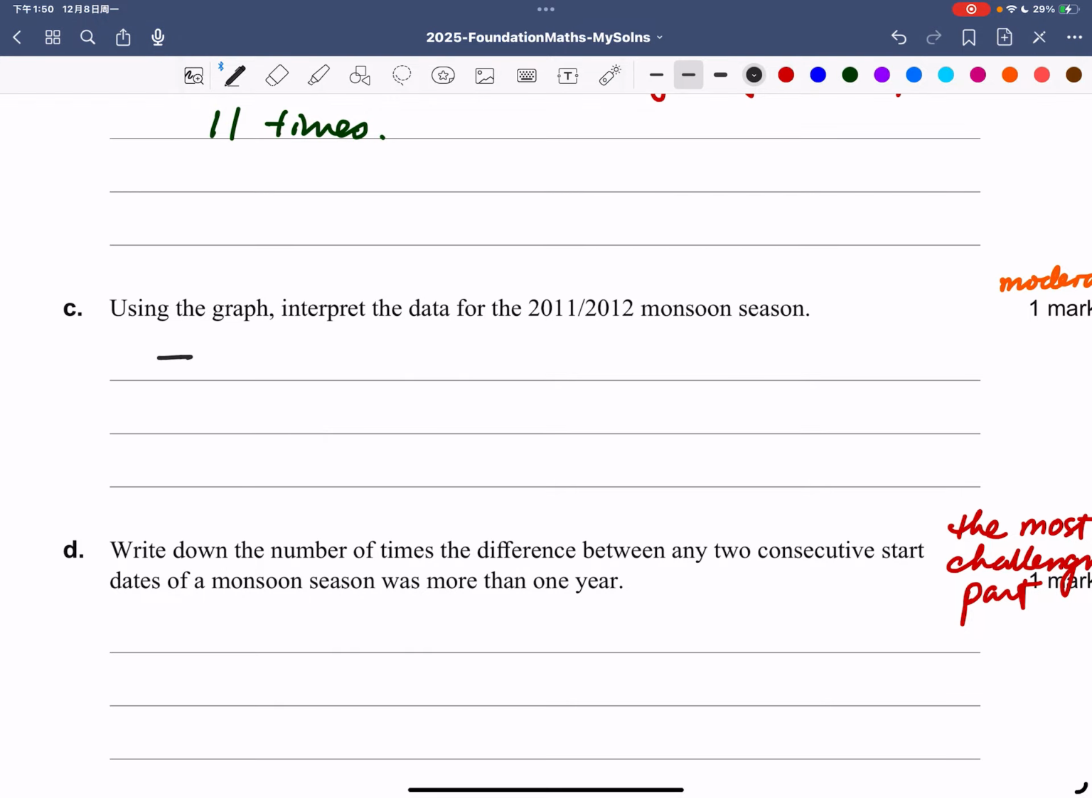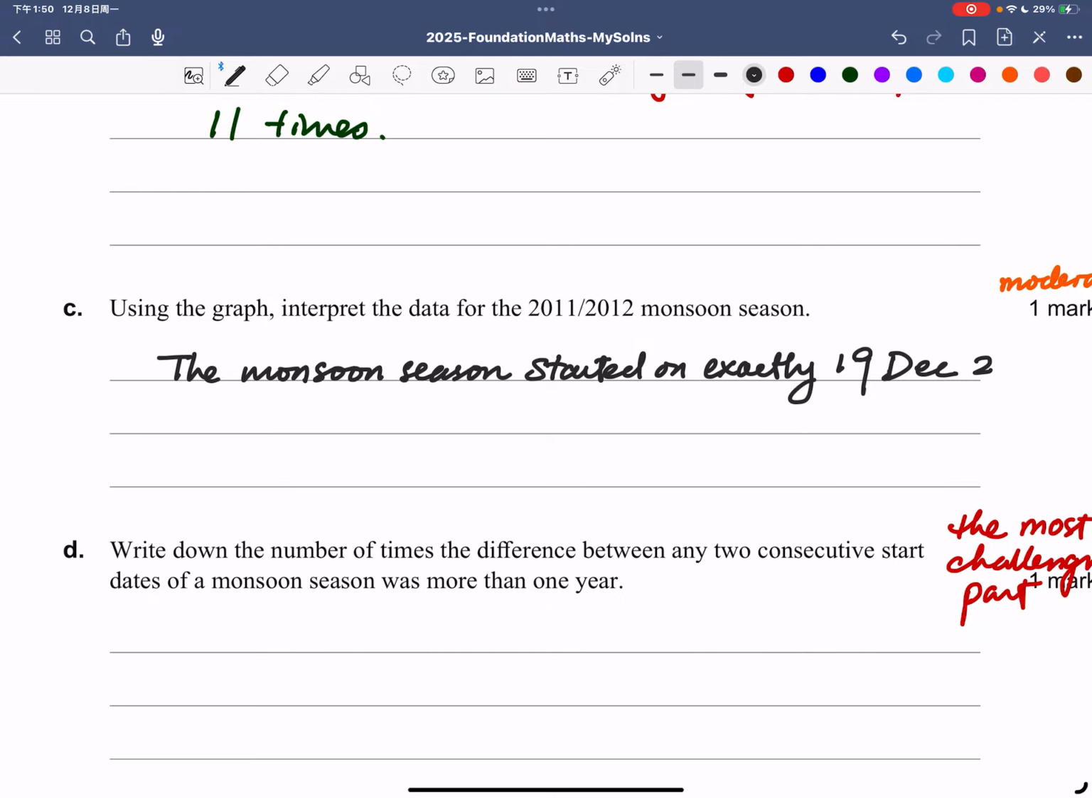So, the monsoon season started on exactly the 19th December in 2011, okay?